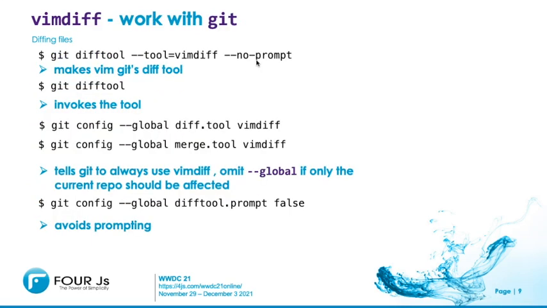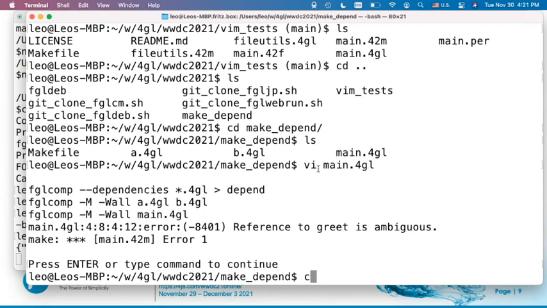Vimdiff is a very nice tool to work with Git because it gives you a side-by-side comparison of the differences you have made in your source code, and all you have to do is tell Git that Vimdiff is your diff tool with these magical commands. Git difftool invokes the tool, and the following command lines configure this in either a global or non-global way, depending on whether the --global flag is set. And let's just try if this works.